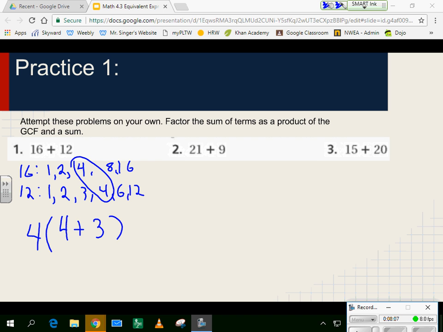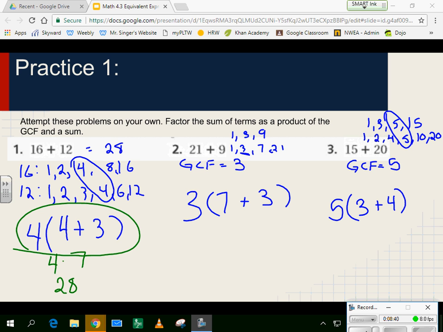Now, to check to see if this is right, let's first do 16 plus 12. That gives you 28. Well, what do we get down here? Order of operations is first. 4 plus 3 gives you 7 times 4, which is 28. So this is your attempt at writing the factor of the sum of the terms and its greatest common factor. Go ahead and try 2 and 3 on your own. Come back when you are done.